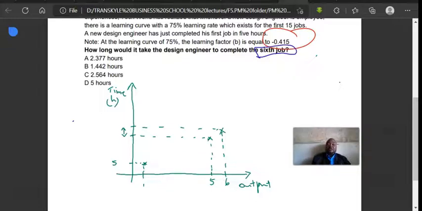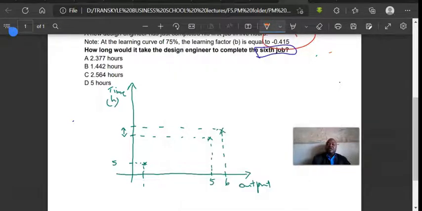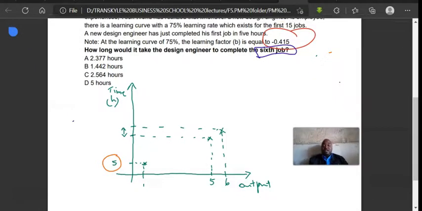But the time here for the first job is also relevant. The time for the first job is relevant to our computation, as you will see. So this one is x6 and this one is x5. So the difference between x6 and x5 should be our answer.